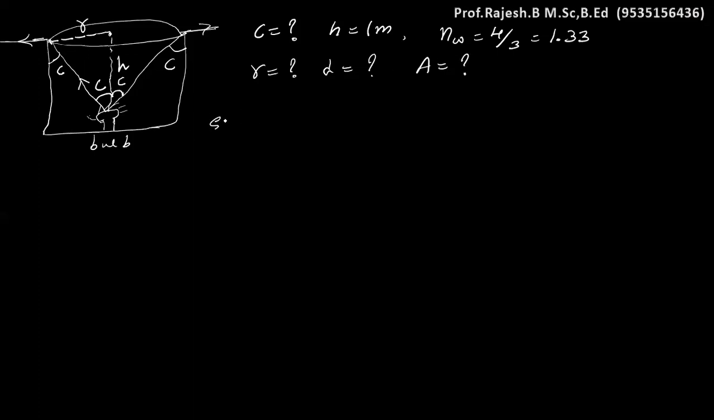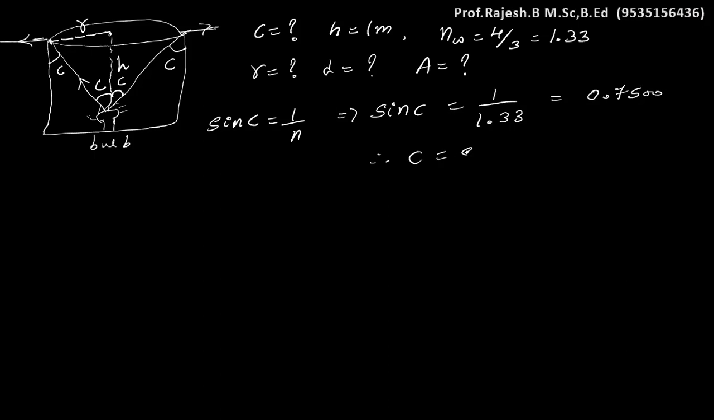Use the formula. You know that sin C is equal to 1 by n. Sin C is equal to 1 divided by 1.33. Therefore, solving this, we are getting 0.7500. Then C is equal to sin inverse of that value. So the critical angle will be 48 degrees 36 minutes.